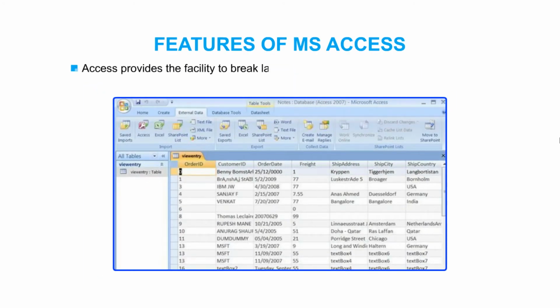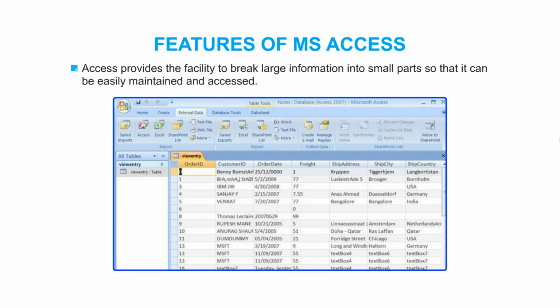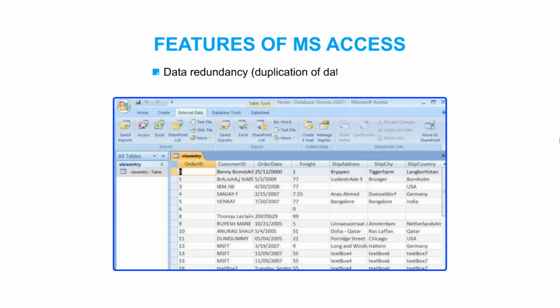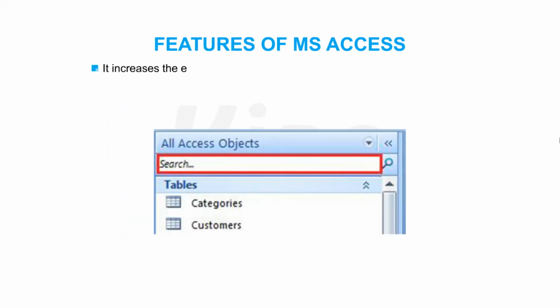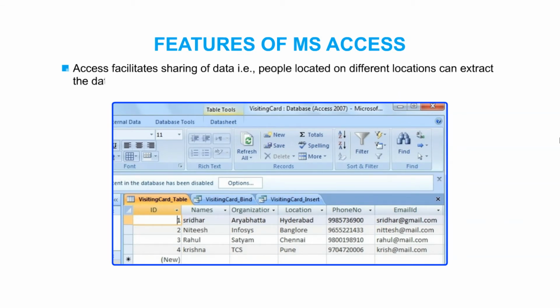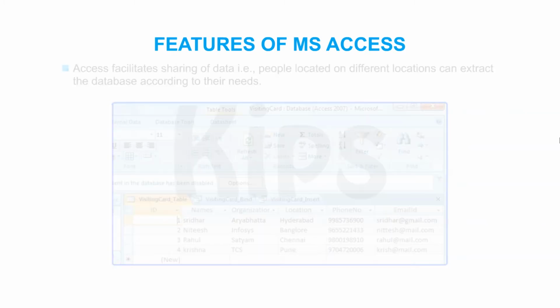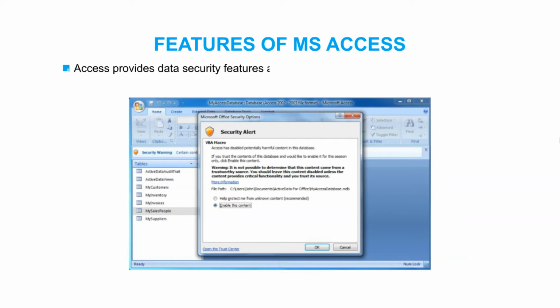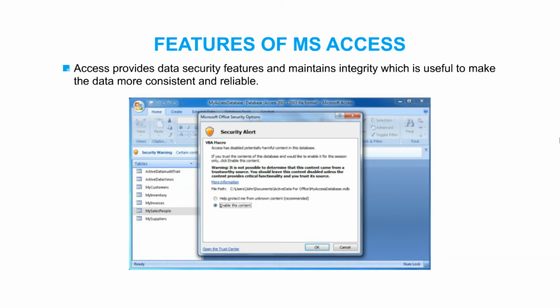Alright students, now we will learn about features of MS Access. Access provides the facility to break large information into small parts so that it can be easily maintained and accessed. Data redundancy, duplication of data, is reduced. It increases the efficiency, speed and flexibility in searching and accessing information. Access facilitates sharing of data, that is, people located on different locations can extract the database according to their needs. Access provides data security features and maintains integrity, which is useful to make the data more consistent and reliable.